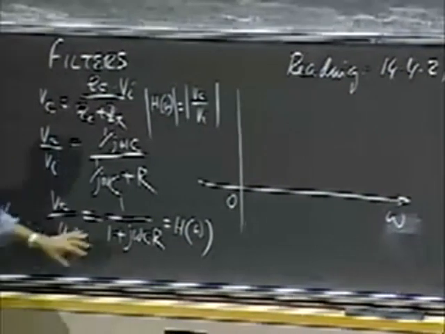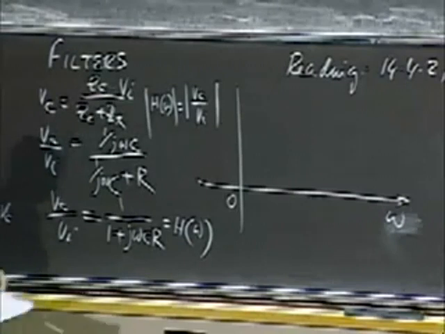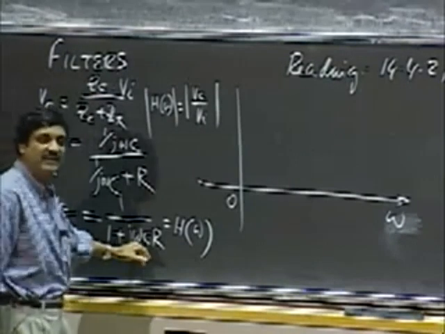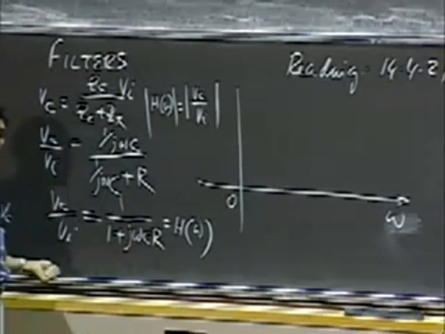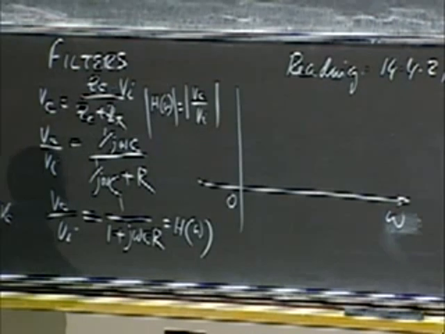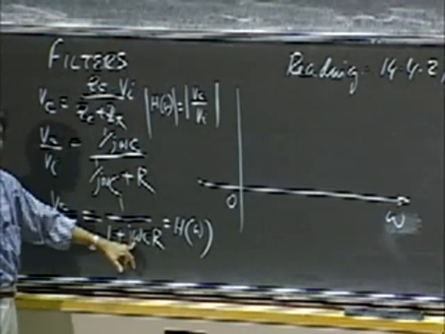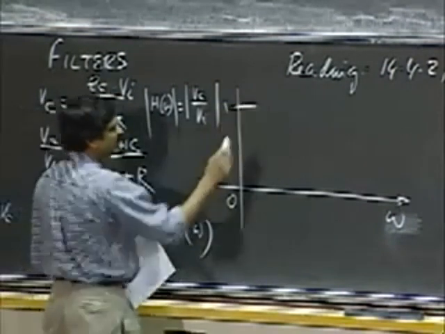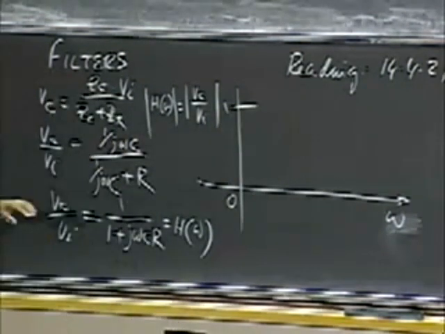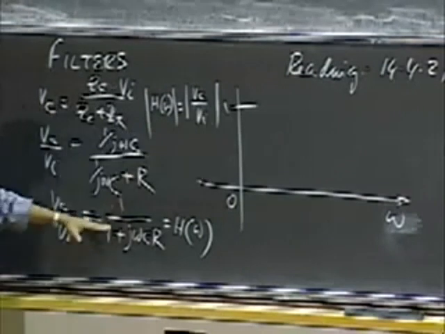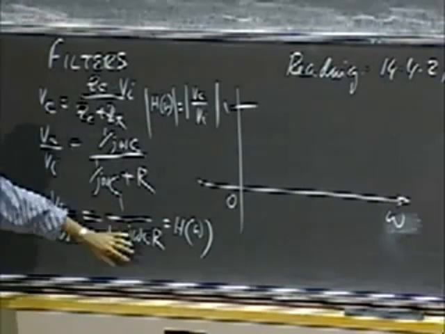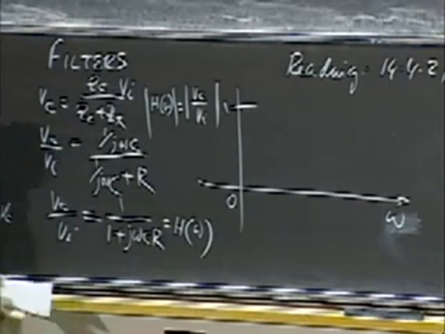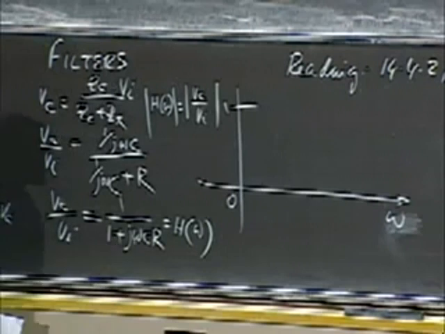So first of all, the way you plot these is look for the values when omega is very small and when omega is very large. Okay? So when omega is very, very small, this term goes away. And so for very small values of omega, the output is simply 1. VC by VI is simply 1. This part goes away. What happens when omega is very, very large?